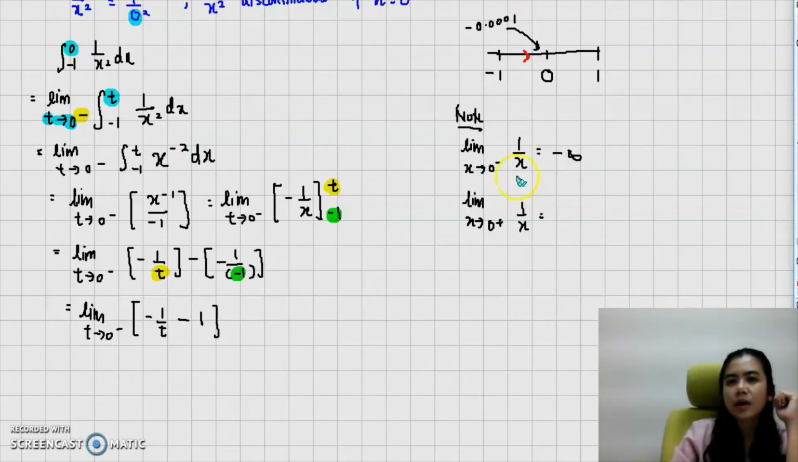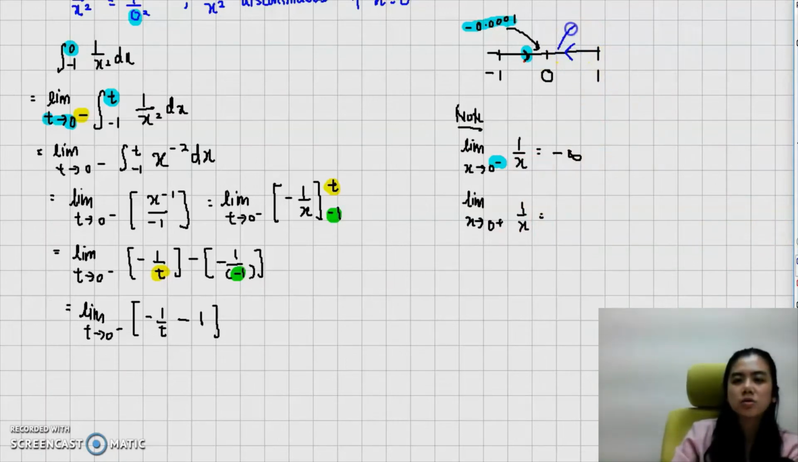For the left limit, we are pushing from the left. Try to imagine we take a number very close to 0 from the left. You substitute here, so we have negative infinity. And for this case, let's say you have another number approaching 0 from the right.